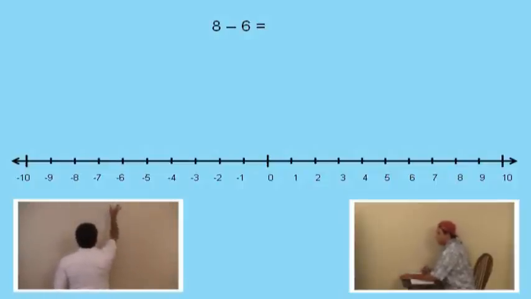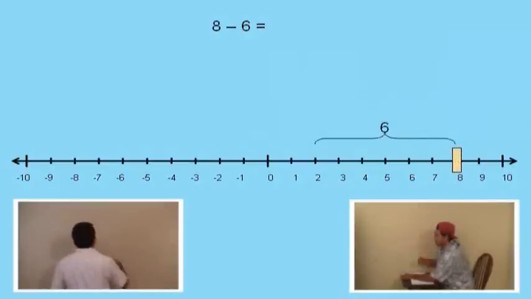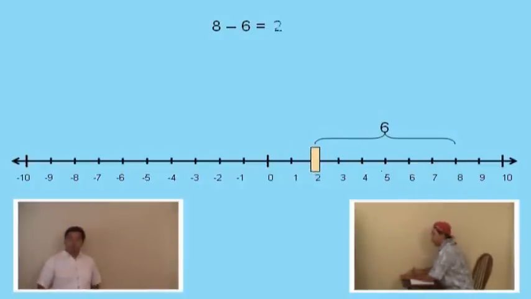Okay, so let's go back to our first problem here. 8 subtract 6. Charlie, where do you start? 8. That's right. And you move which way? To the left. Very good. How far? 6. You're getting it, Charlie. And where do you end up at? 2. That's good. So be sure you record these problems in your workbook.